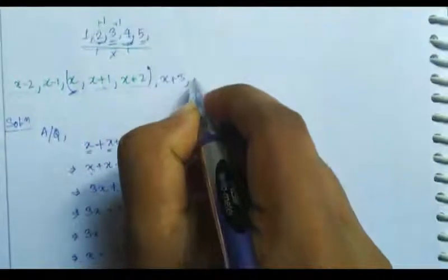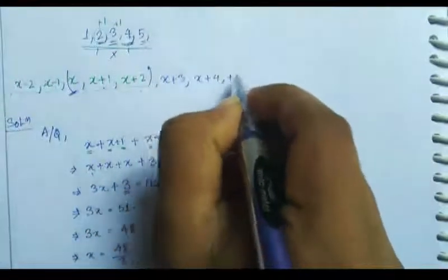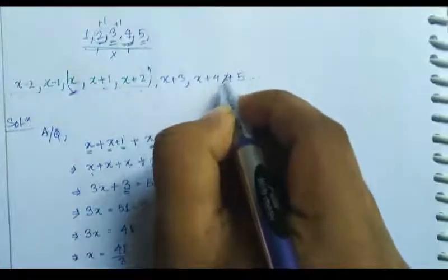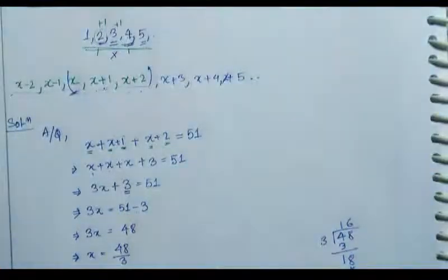Now it is important to remember that we can solve this question by taking any three integers from here. You can add more, x plus 3, x plus 4, x plus 5. You can take as many as you want, and you can solve this problem by taking any three.